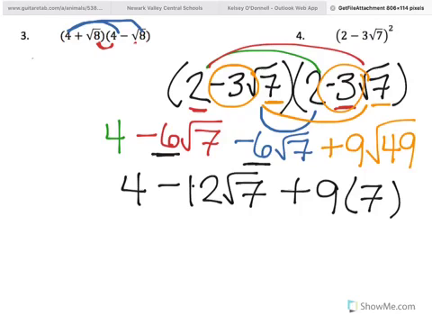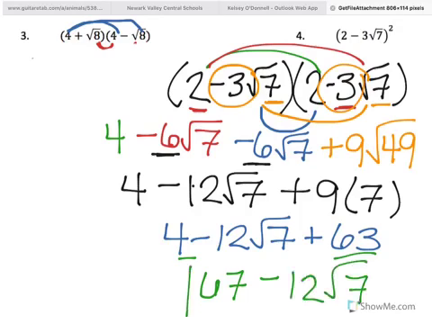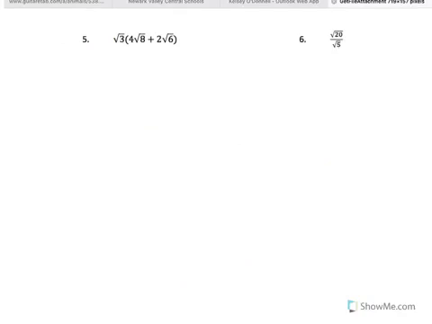We can simplify this a little bit more. We have 4 minus 12 radical 7 plus 9 times 7 is 63. And now we can combine like terms. So we have 63 plus 4, which should be 67. And then we have minus 12 radical 7 as our final answer. It can't be simplified any farther.